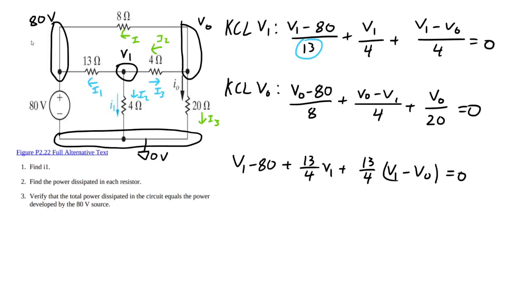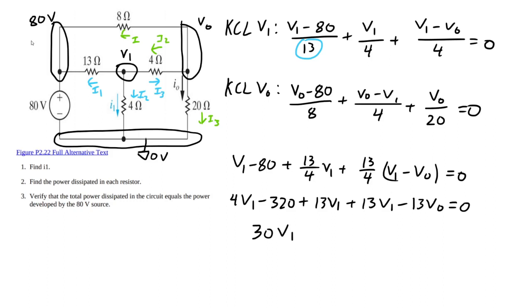I'm going to multiply everything by 4 just to get rid of that fraction. So 4V1 minus 320 plus 13V1 plus 13V1 minus 13V0 equals 0. Put these all together. So we got 30V1 minus 13V0 equals 320.